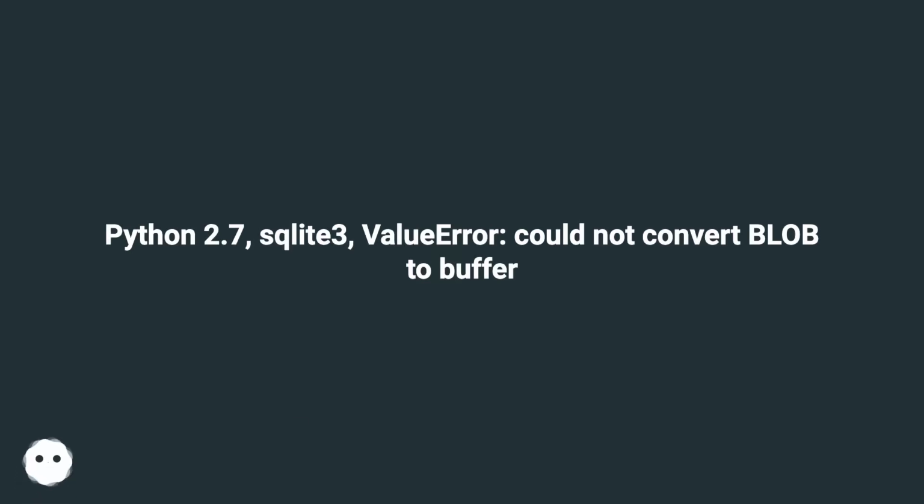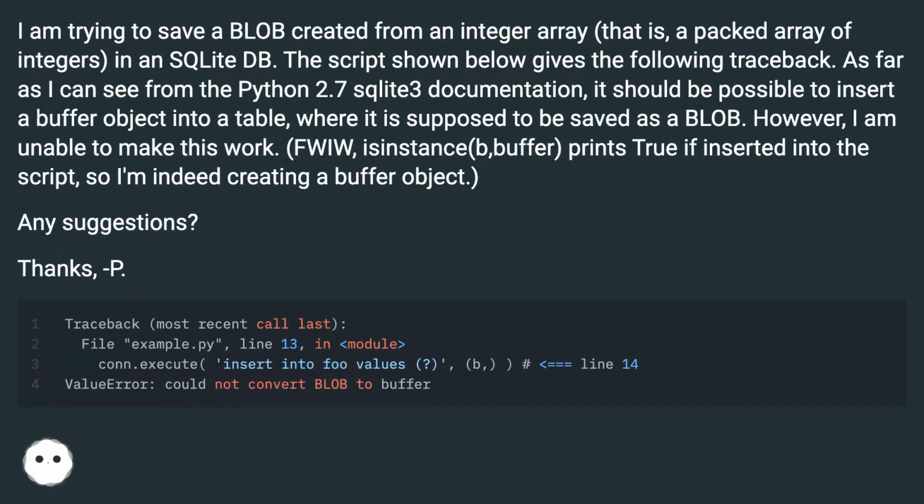Python 2.7, sqlite3, ValueError: could not convert BLOB to buffer. I am trying to save a blob created from an integer array, that is, a packed array of integers, in an SQLite DB. The script shown below gives the following traceback.